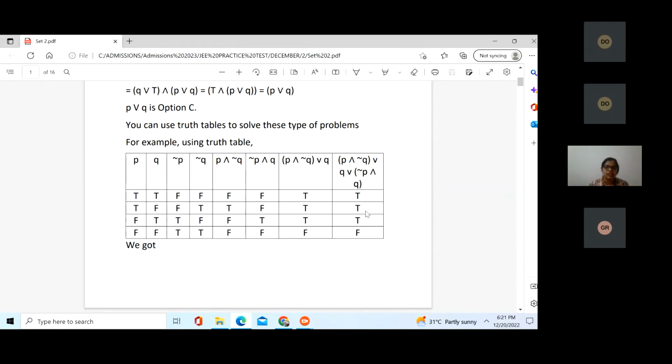Once I know what options I get by solving using the truth table, what I want to do is check among the options, because we know there are 4 options. You have to find out the values for each option: negation P and Q, P and Q, P or Q, and P or negation Q.